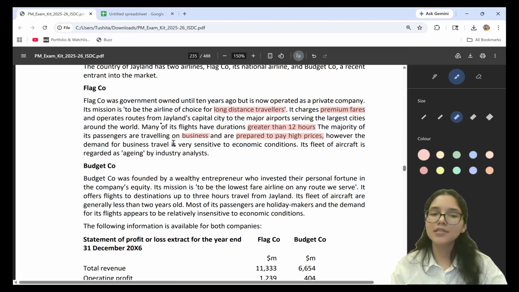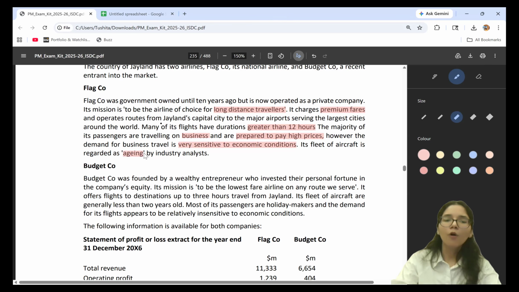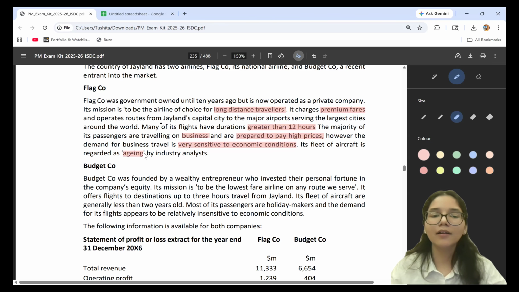However, the demand for business travel is very sensitive to economic conditions. Its fleet of aircraft is regarded as aging by industry analysts. What do we mean when I say that the fleet of aircraft is aging? Can anyone explain this very simply? What do we mean by the fleet of aircraft is aging?